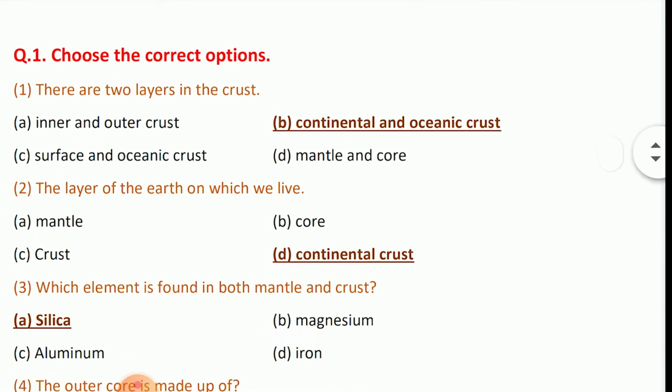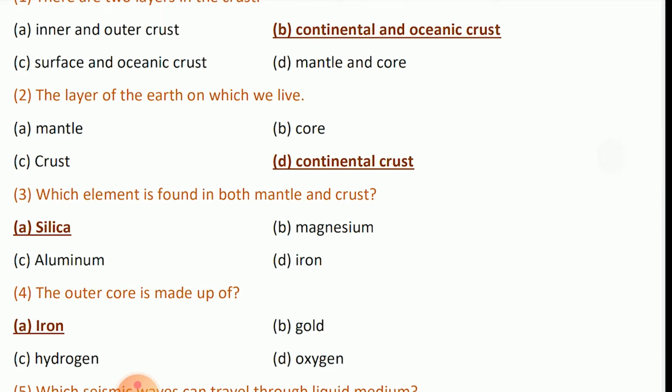Our first question is: choose the correct option. First, there are two layers in the crust: continental and oceanic crust. The layer of the earth on which we live: continental crust. Which element is found in both continental and oceanic crust? Silica.